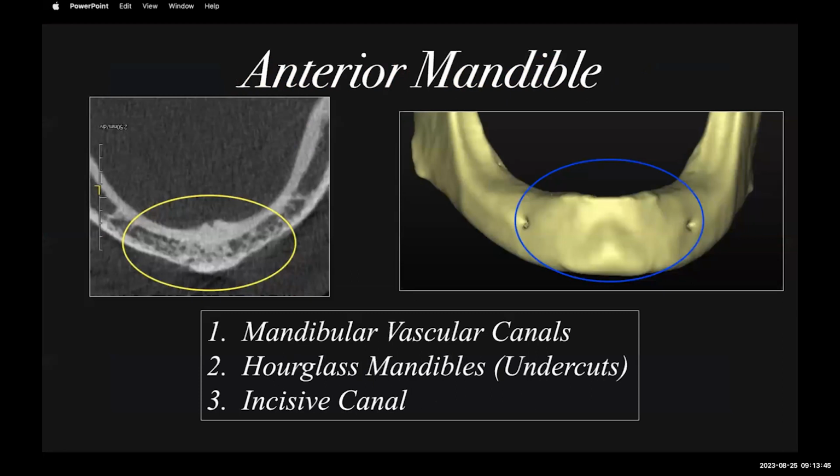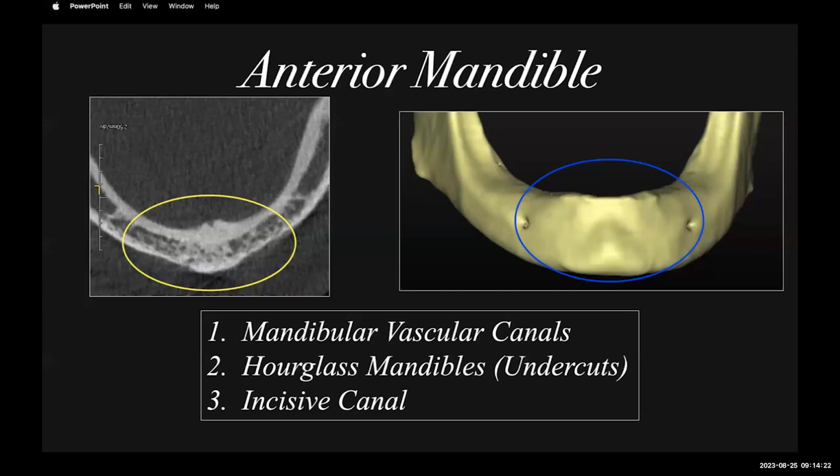Let's first start at the anterior mandible. Now, the anterior mandible, if you go back to the 80s with the Brånemark technique, the reason why Brånemark selected implants in the anterior mandible was because it was a safe area. And it was thought if you stay between the foramens, there's really nothing bad that can happen. However, what we have really seen, especially with the advent of CBCT scans, is that there are some vital structures and anatomic variants that can play a significant role in implant complications.